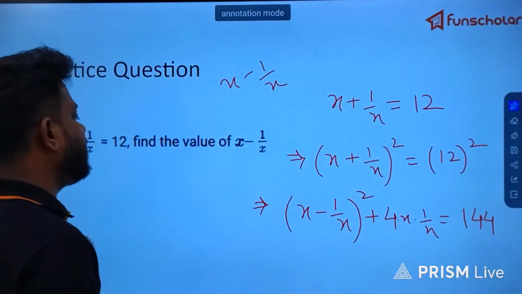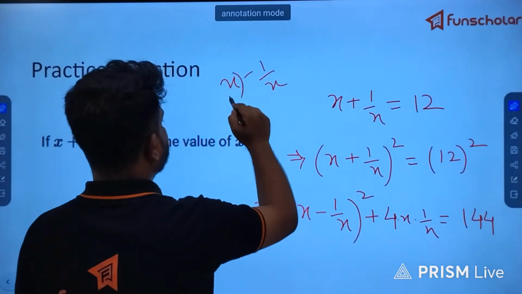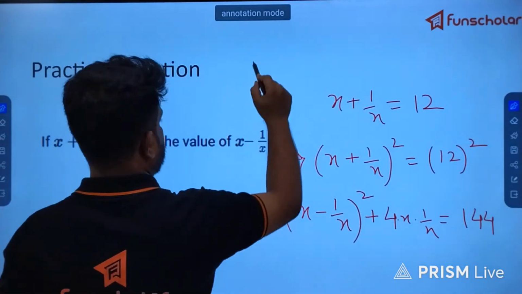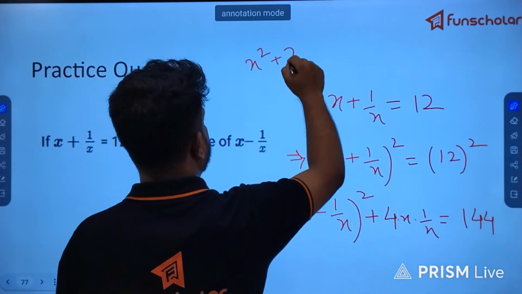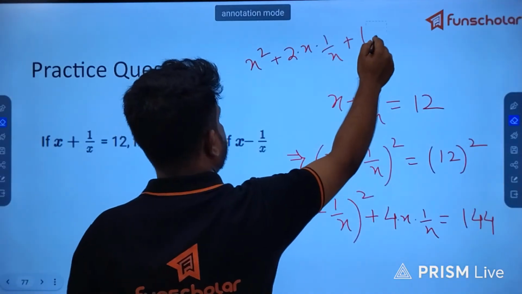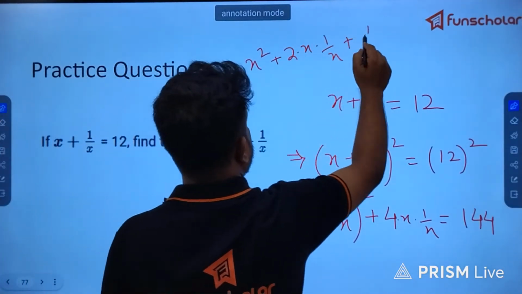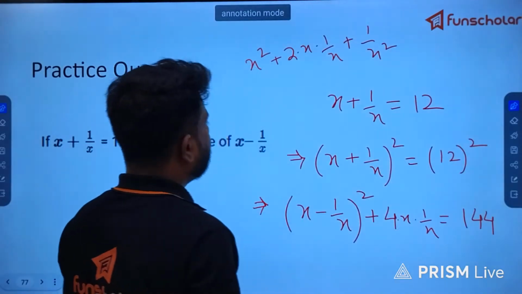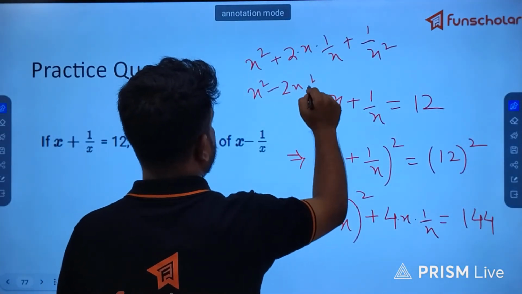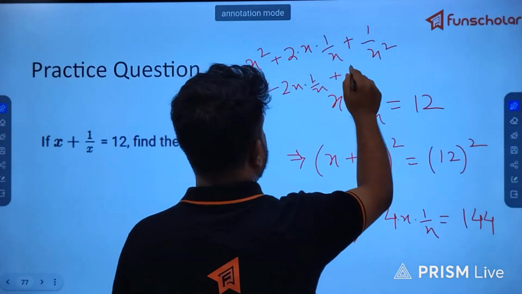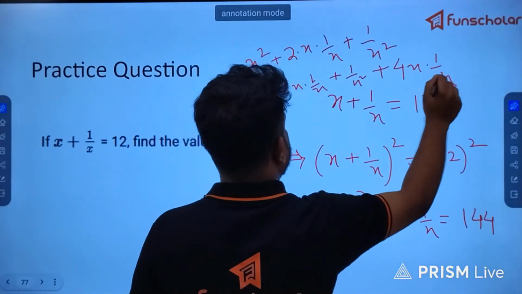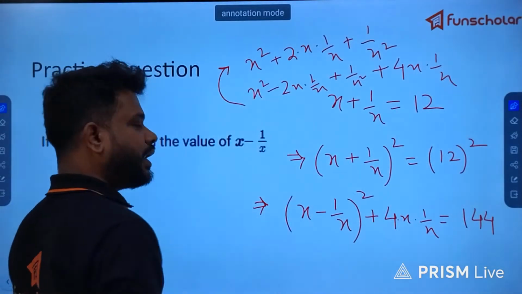Why are we writing like this? If we write the formula of this, it will be a square plus 2ab plus b square. And if we add the opposite formula, that is a square minus 2ab plus b square, and add 4ab to it, it will be the previous formula as well.